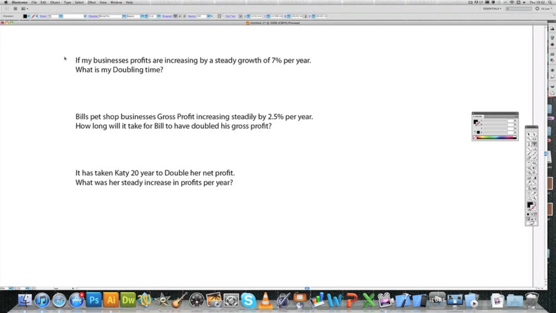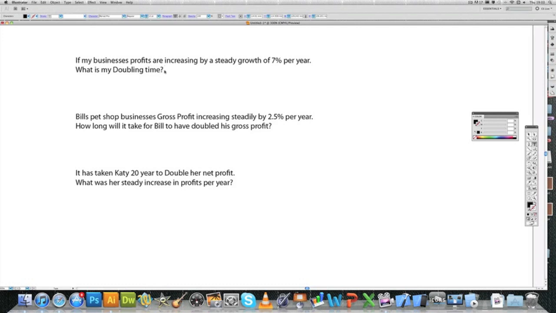Okay, so what we're going to work out is, if you have a steady progression over a number of years, how long will it take to double your profits? So if my business profits are increasing by a steady growth of 7% per year, what is my doubling time? That's basically saying if in the first year I have, I don't know, £20,000 in profit, and it's increasing by 7% per year, how long is it going to take for that 20,000 to double to 40,000?